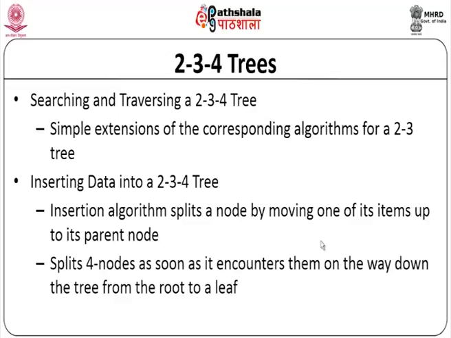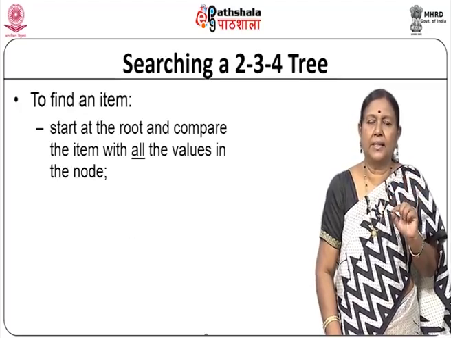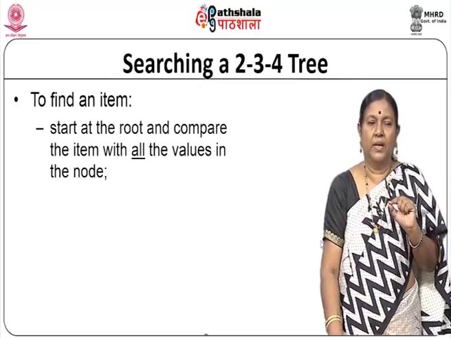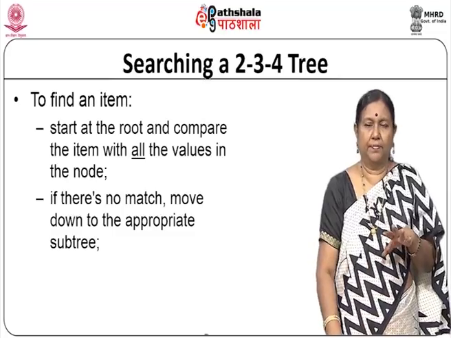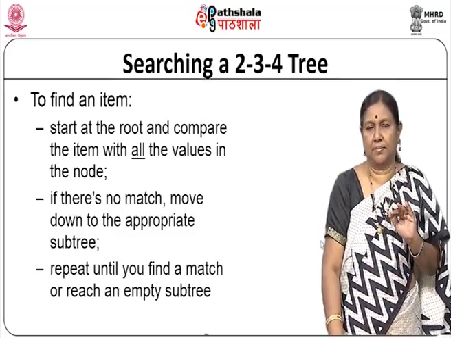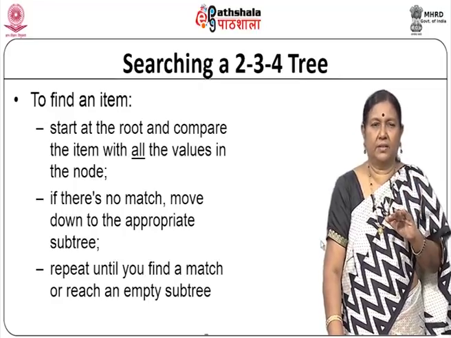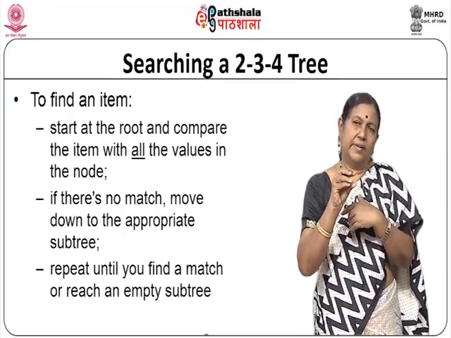It splits 4 nodes as soon as it encounters them on the way down the tree, from the root to the leaf. So, searching in a 2 3 4 tree to find an item: start at the root and compare the item with all the values in the node. Now, if there is no match, move down to the appropriate subtree. Repeat until you find a match or reach an empty subtree. So, until then you keep searching. You start there, and the direction to move is told by where the value falls.